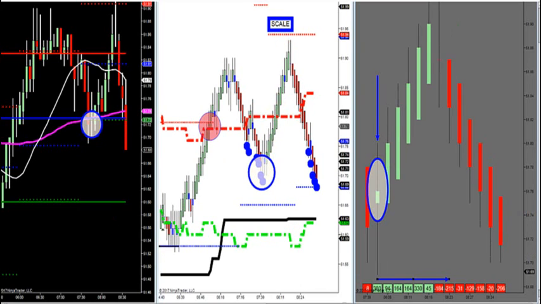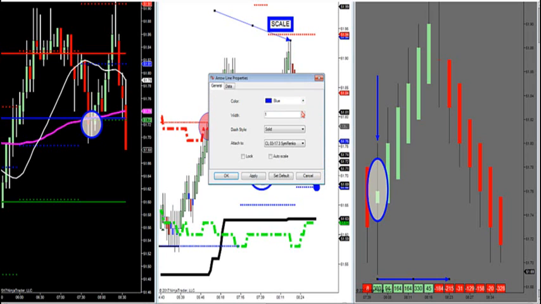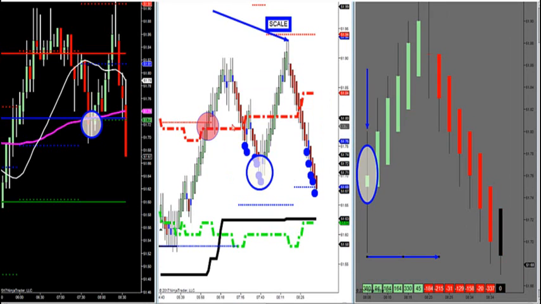I use the symmetry dots to scale 50% of the position. So just like this, if it comes within two ticks of symmetry, there's two ways to do it. A lot of you traders use a 10 tick target and get out, which is fine. But if you are not out of a position, let's say you're doing six contracts, if you come within two ticks of my symmetry dots, you're going to be on three contracts. You're going to scale 50%.